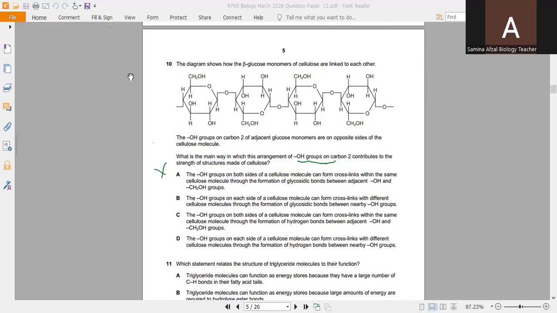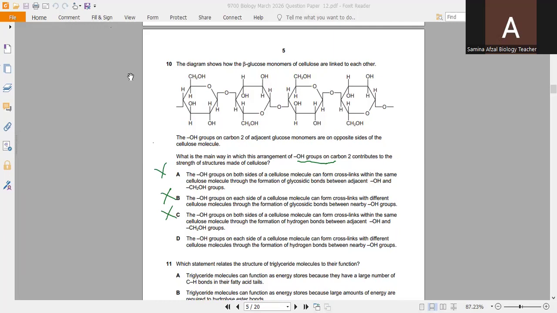Option B: the OH groups on each side of the cellulose molecule can form cross links with different cellulose molecules. Again, they are talking about glycosidic cross links between different cellulose molecules, so B is again not the correct option. Now I would like to go to C. The OH groups on both sides of a cellulose molecule can form bonds within the same cellulose molecule through the formation of hydrogen bonds between adjacent OH and CH2OH groups. This is also incorrect. It suggests that the strength comes from hydrogen bonding within the same molecule, whereas the structural strength comes from linking different molecules together. So this is not the correct option.